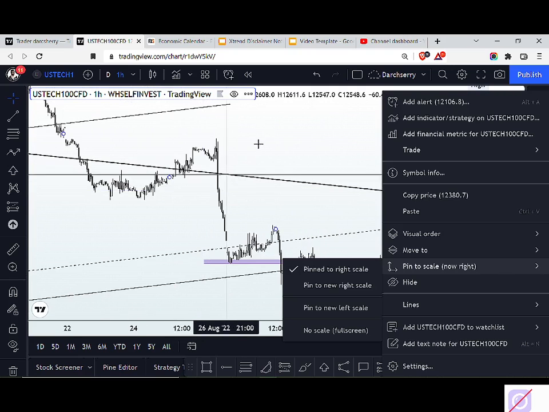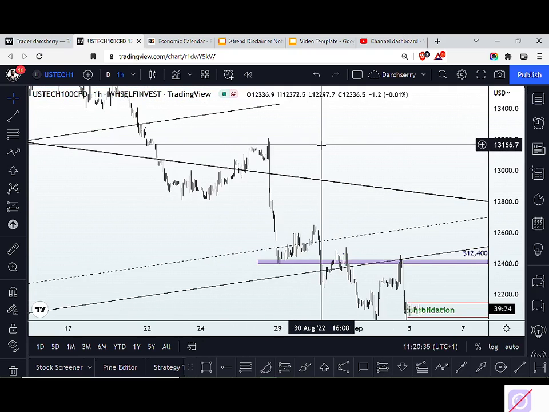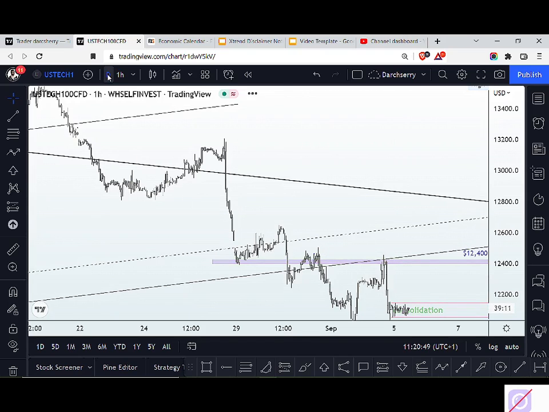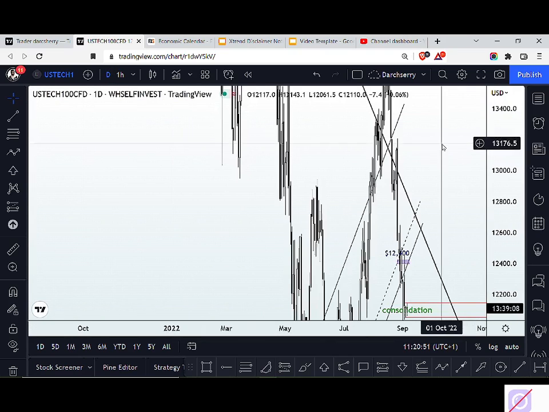Now, for those who missed our previous analysis on this pair, it's appropriate that we scale up into the daily time frame, the higher time frame, to look at the structure we have and how we got to the point we are right now. So scaling up to the daily time frame, what do we have here?